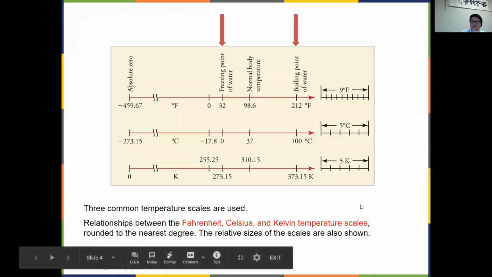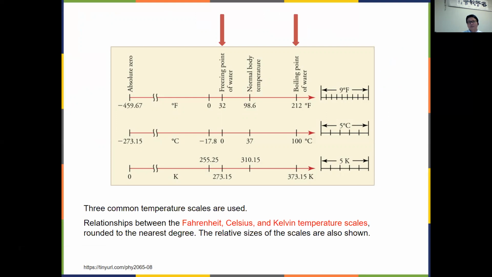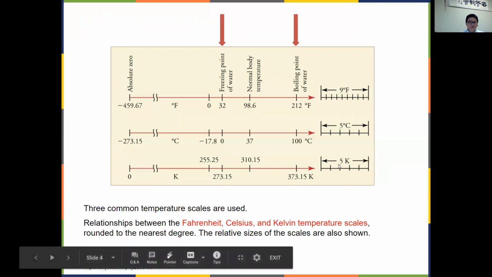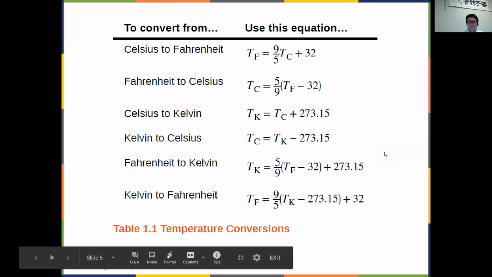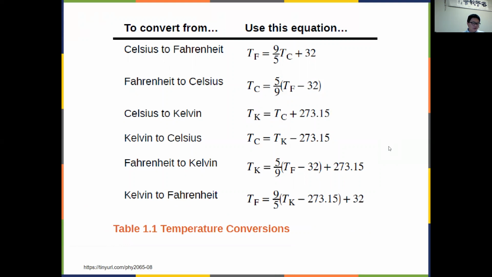Now, because there are different scales for temperature, it will be useful if you know how to convert from one to another, okay? For Celsius and Kelvin, the difference in temperature is the same on these two scales. On Fahrenheit, it's a different scale, okay? So a 9 degree difference in Fahrenheit corresponds to 5 degrees in Celsius or 5 degrees in Kelvin, okay? We gave an example in class of how to derive the equation from Celsius to Fahrenheit, but these are the equations you can use for converting between any two of the scales, okay?